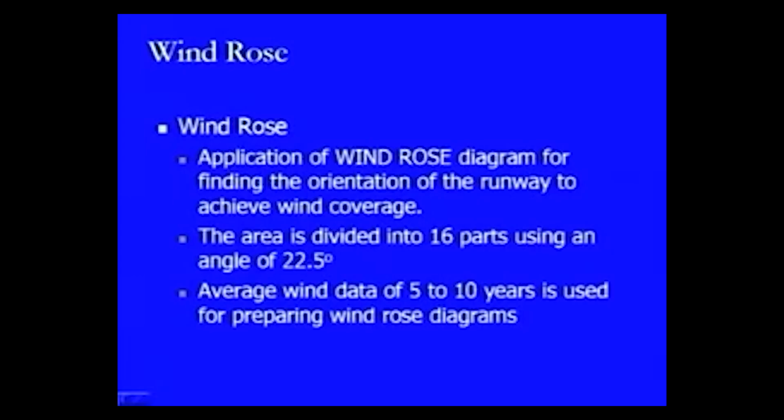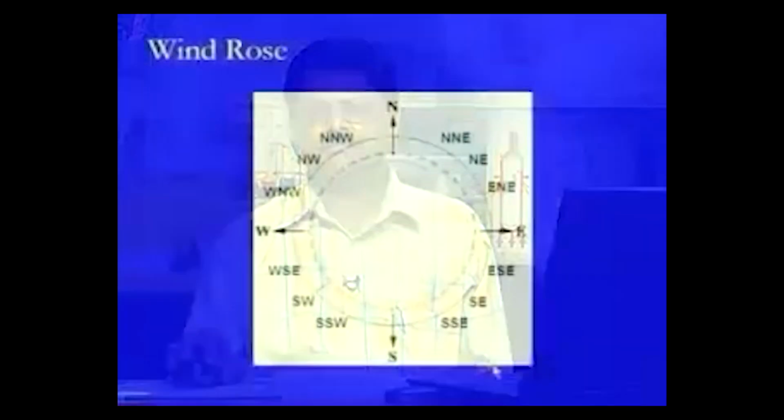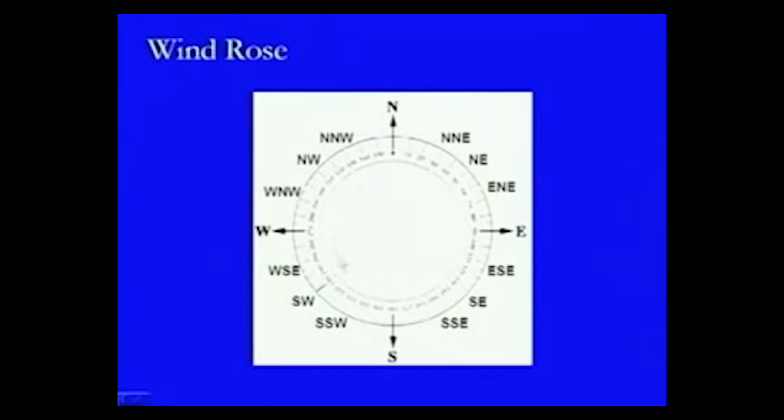So, we will be taking the information available to us for, say, 10 years in terms of wind intensity, wind duration and wind direction, and then we analyze that, and on the basis of that analysis we draw the windrose diagrams. This is a typical windrose diagram, where what we are trying to do is show those directions in which it is being divided.